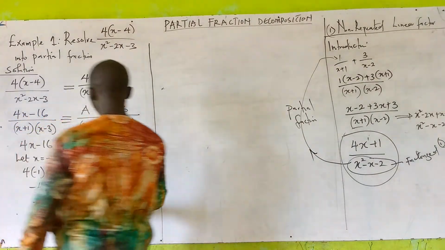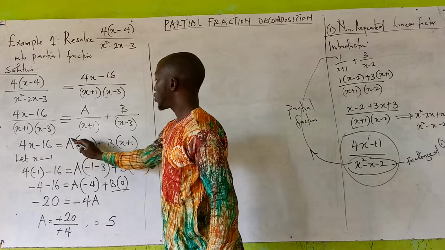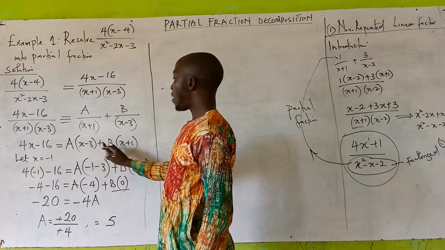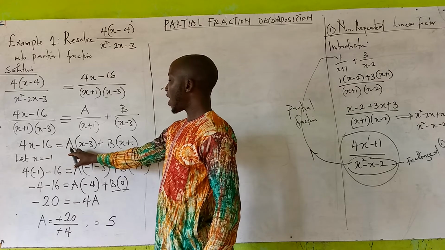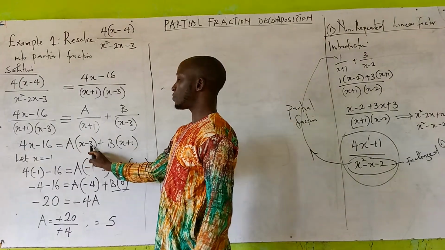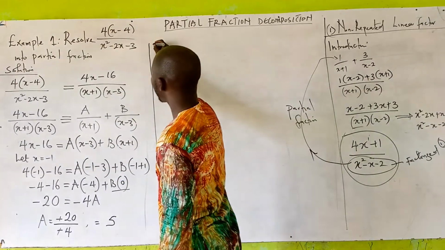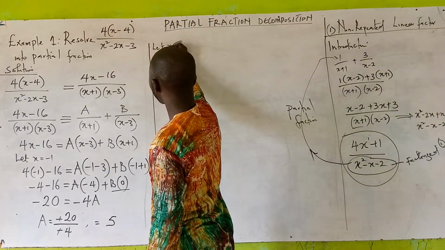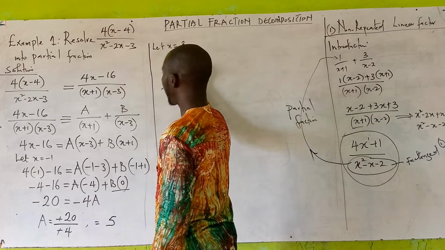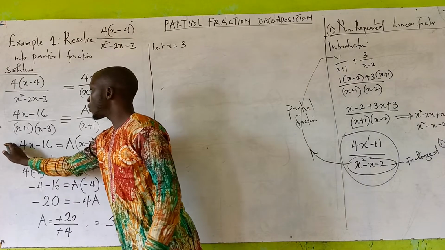Now, we want to eliminate a so that we can get the value of b. Our target is to eliminate a. And for us to eliminate a, we have to make our x the additive inverse of this minus 3. And what is the additive inverse of minus 3? That is plus 3. We say let x equal 3. Now, we're going to substitute this 3 back into this equation here.